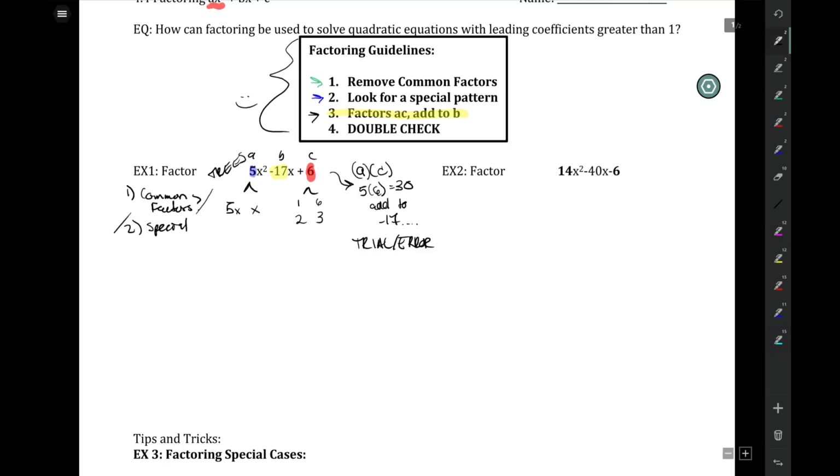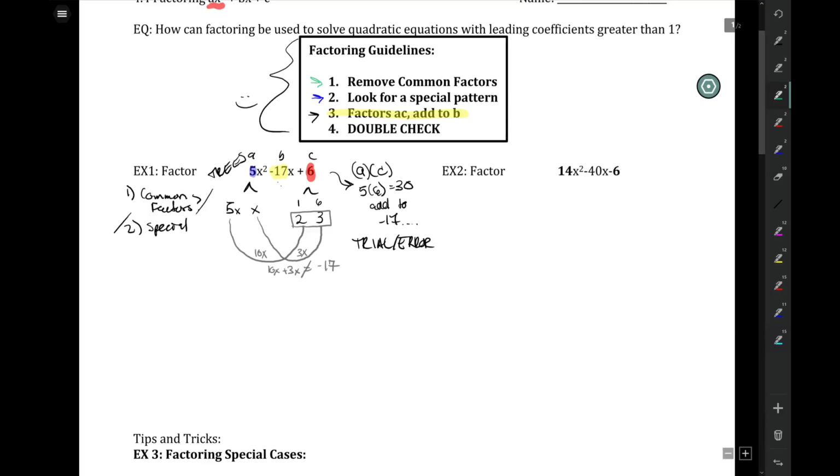So we try out a path here. We're going to take 5x times, we'll say 2. Well, that's 10x. And I'm going to add it to x times a 3 in this factor pair. Well, x times 3 is 3x. 10x plus 3x is not the negative 17 we're looking for. Okay, so simply put, this pair is not the one we're looking for. So you try another pair.